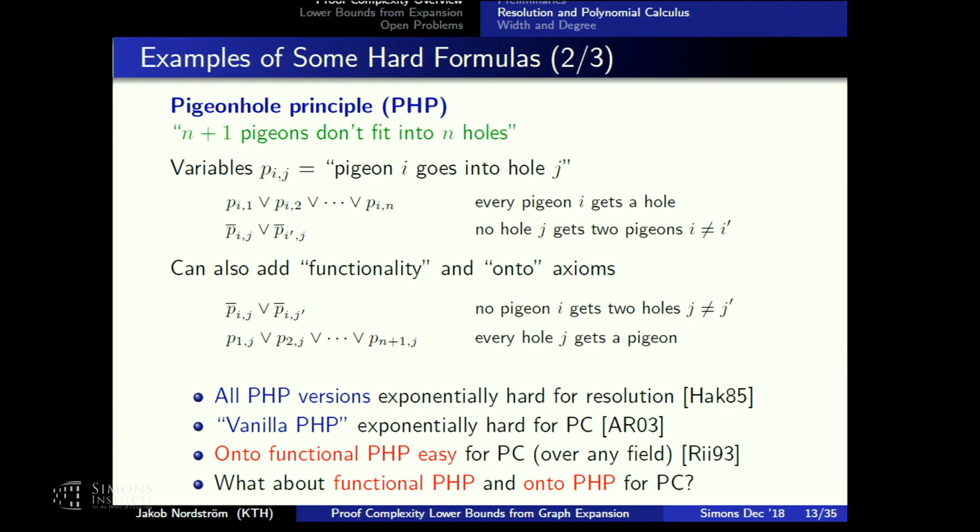For polynomial calculus, it's more interesting. So the vanilla version consisting of these two types of clauses is exponentially hard. If you actually say that you have an onto functional pigeonhole principle, so perfect matching, then it's actually easy. It's not so hard to see over any field. And for the versions in between, if you just have functionality axioms or just onto axioms, actually it hasn't been known. Okay?